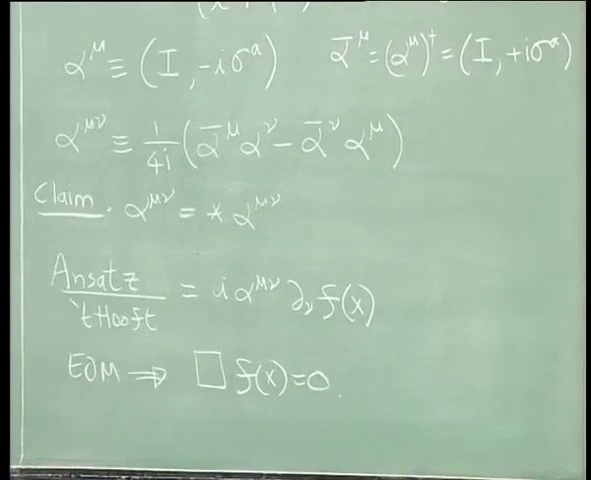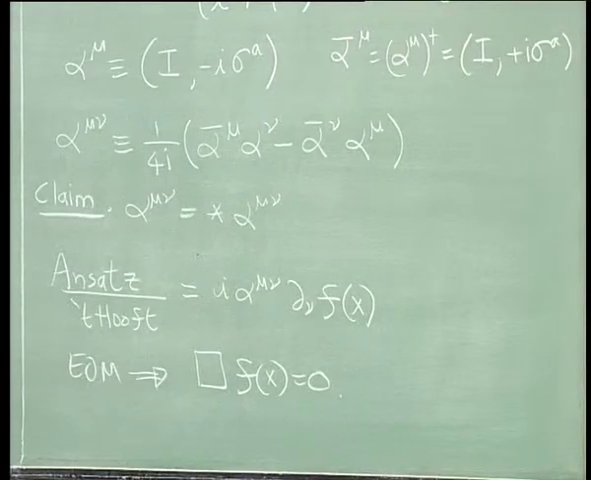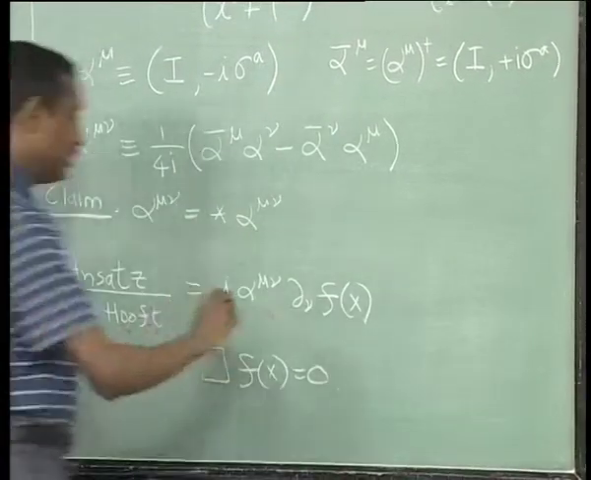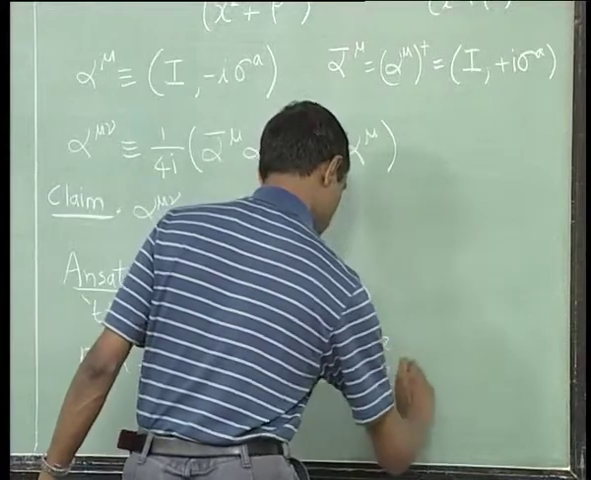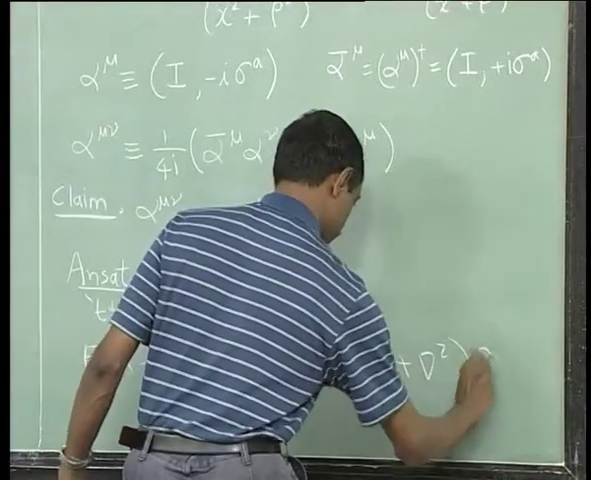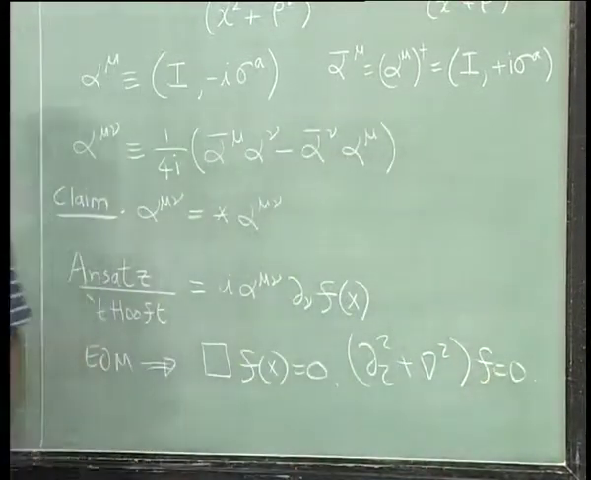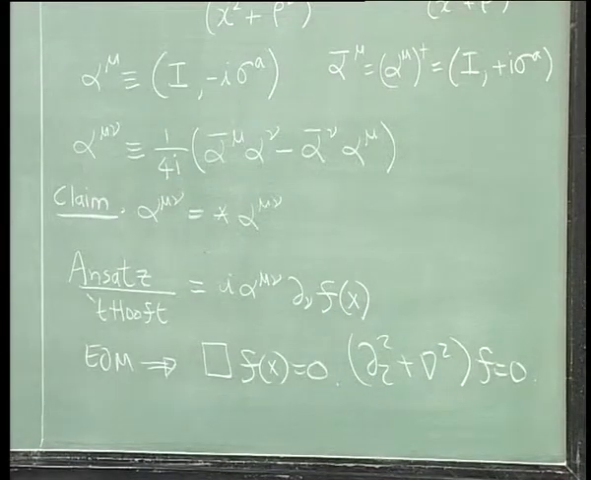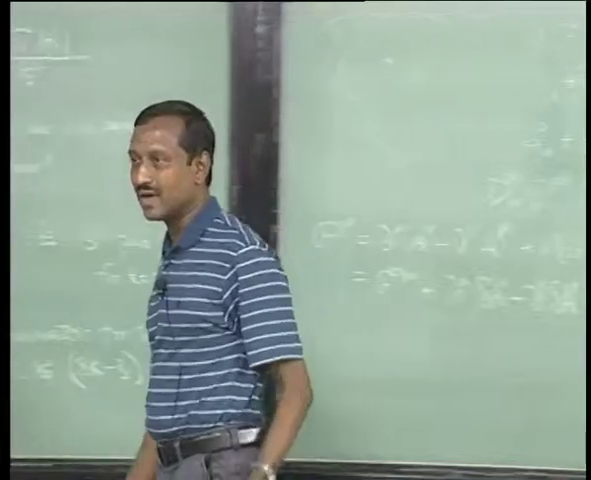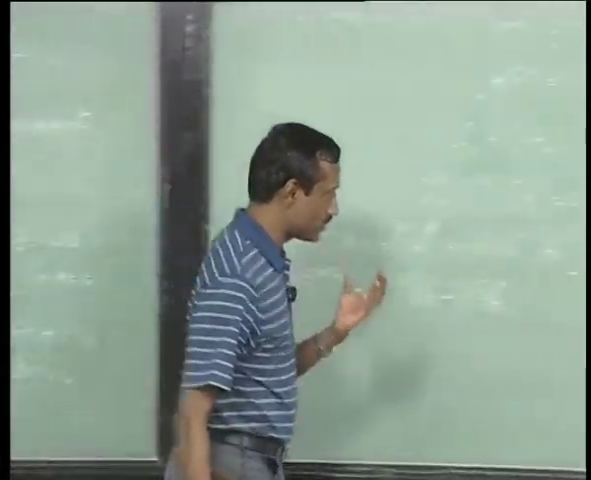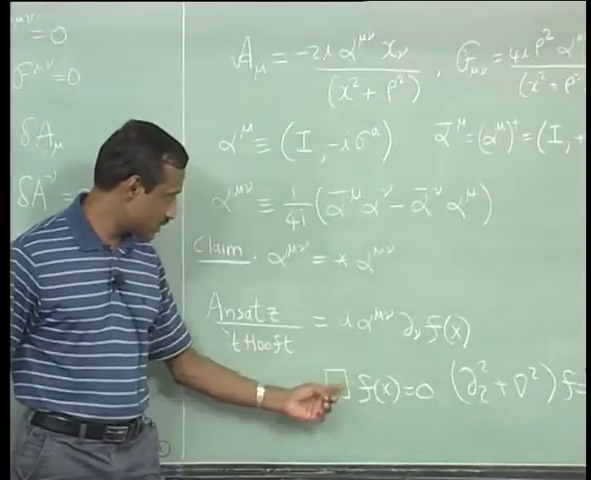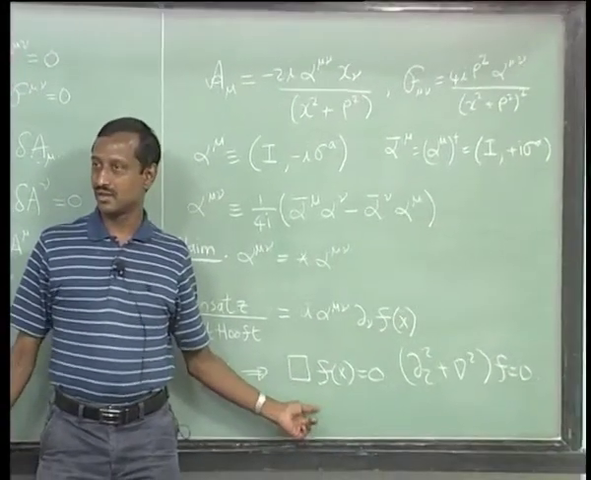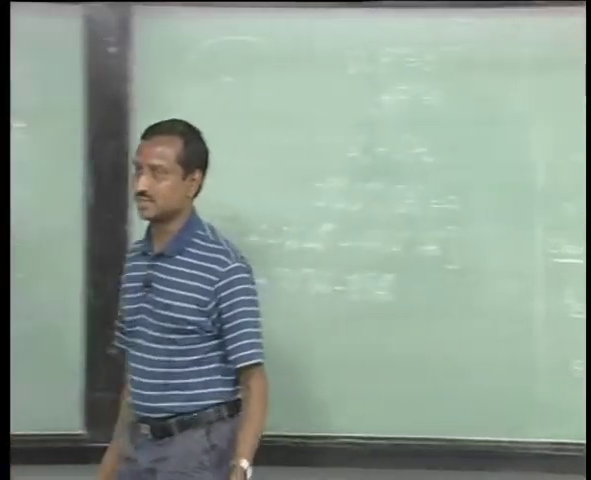Box f of x equal to 0. This is a 4-dimensional box. This is very nice, it is very interesting also. What you started out with, your actual equations of motion, are non-linear, okay, but what is coming out of this ansatz is that you are getting something linear. It tells you that superposition works.